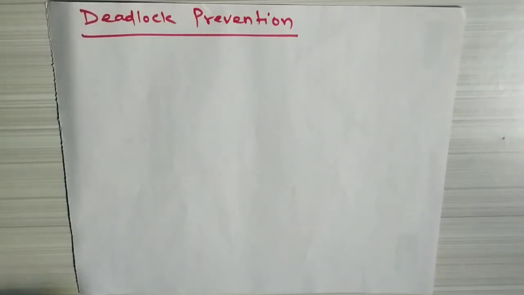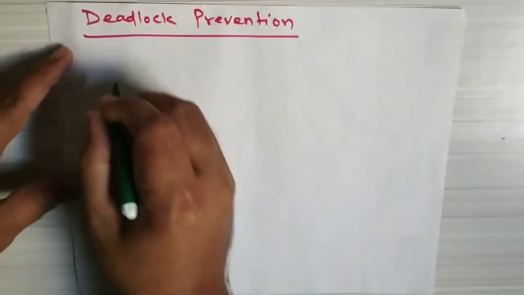So in this video, we are going to break at least one of the conditions in order to prevent the deadlock. If we break any one of the conditions, or all four, we can say that we have prevented the deadlock. So remember those four conditions.